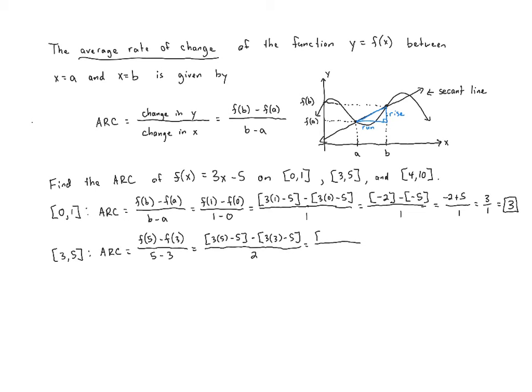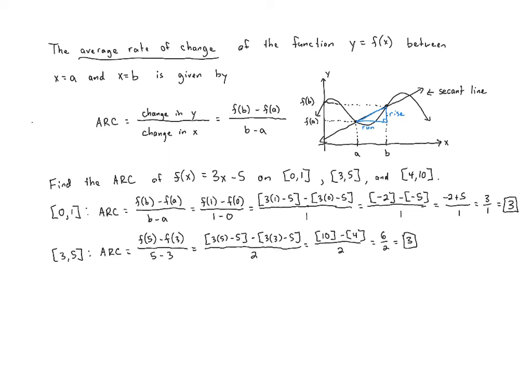Now let's evaluate each of the things inside these brackets. In the first one, 3 times 5 is 15, and 15 minus 5 is 10. And then in the second one, 3 times 3 is 9, and 9 minus 5 is 4. So we've got 10 minus 4 over 2. 10 minus 4 is 6, and 6 divided by 2 is 3. So for that interval as well, the average rate of change is 3.